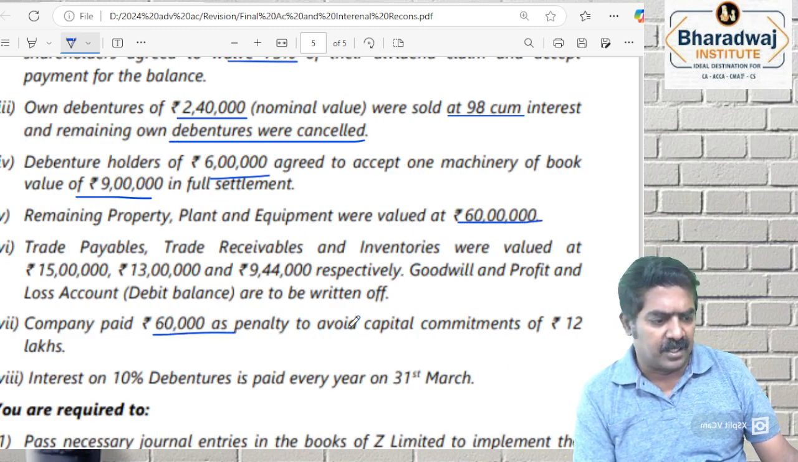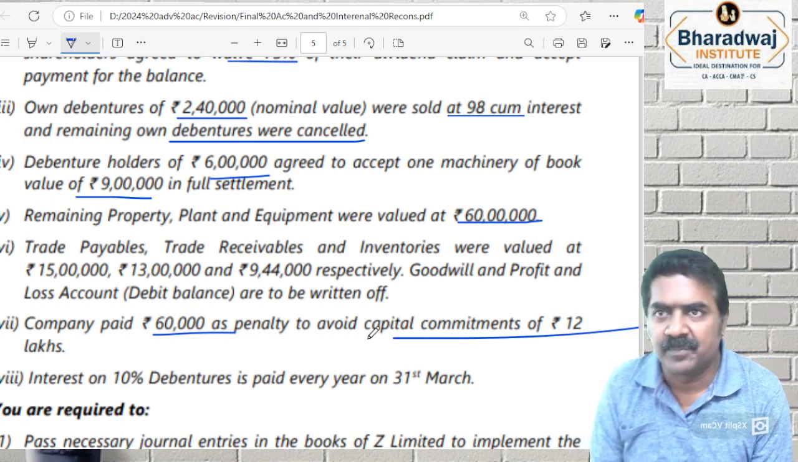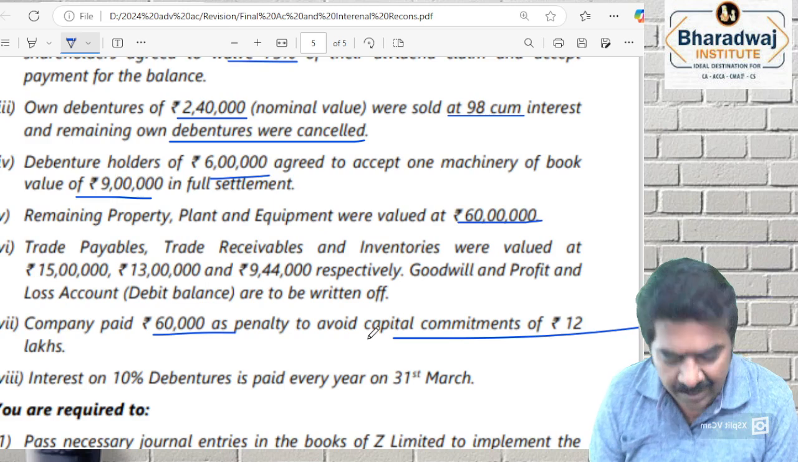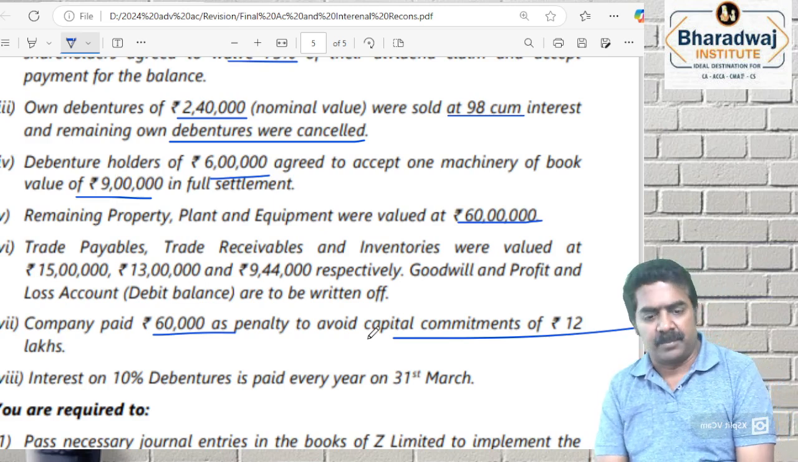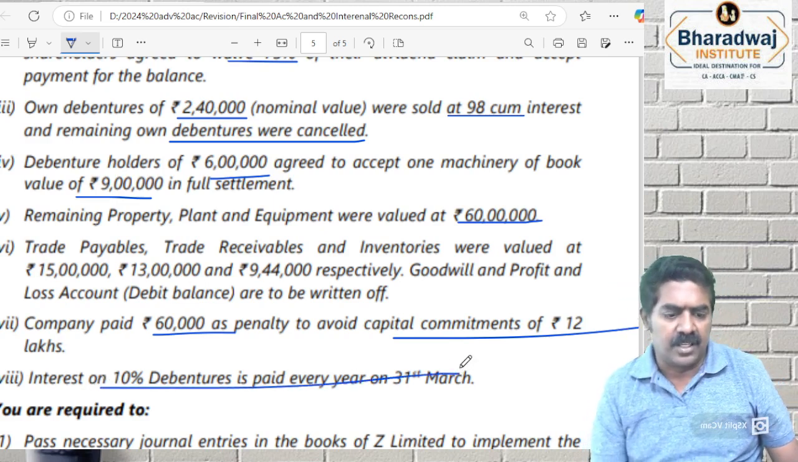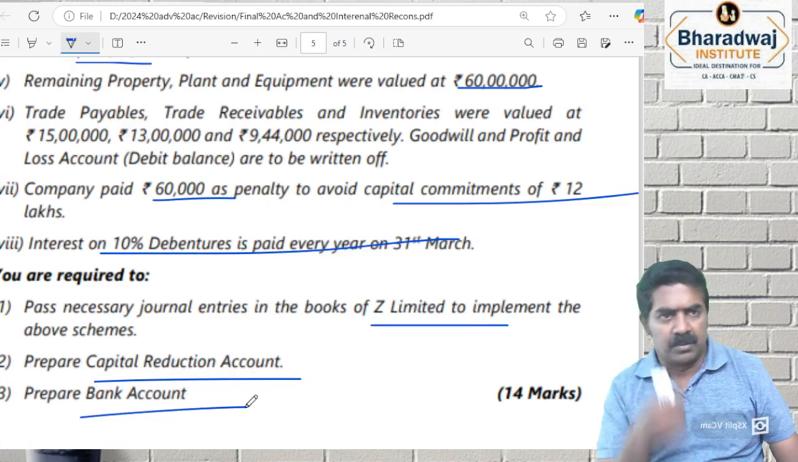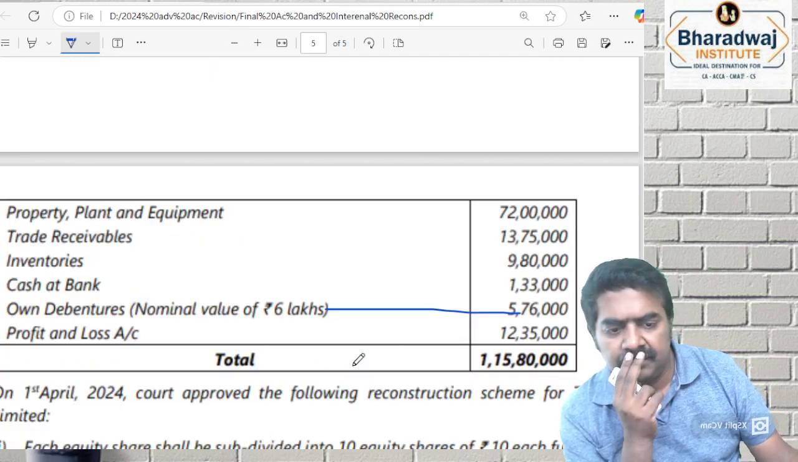Company paid 60,000 as penalty to avoid a capital commitment of 12 lakhs. Capital commitment, unrecorded liability to be paid. What entry will you pass? Capital reduction account debit to cash or bank. Interest on debentures is paid on 31st March. Pass necessary entries. Prepare capital reduction account and bank account. No balance sheet is asked.